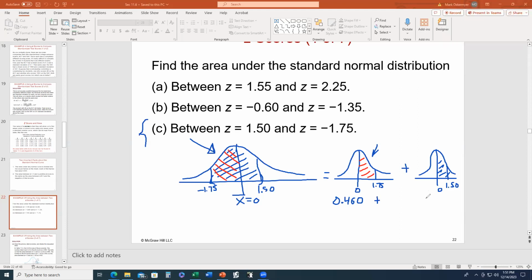Yeah, 0.433. 0.433. Any confirmation on that number?